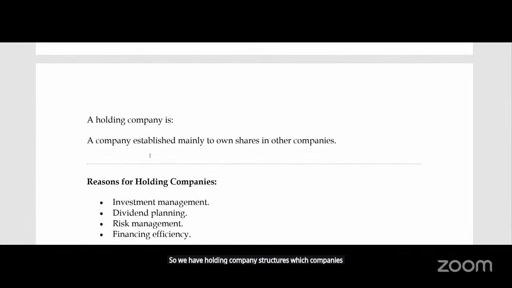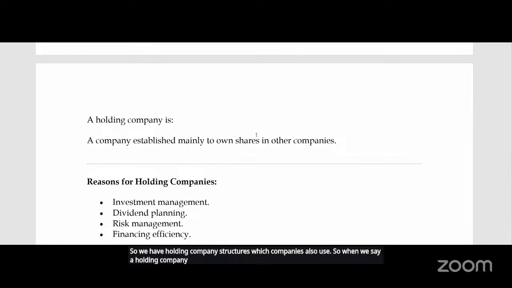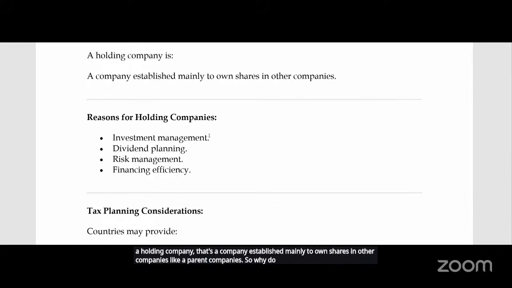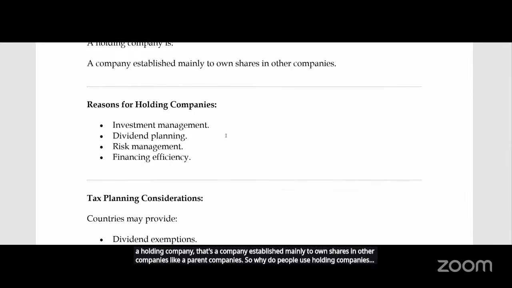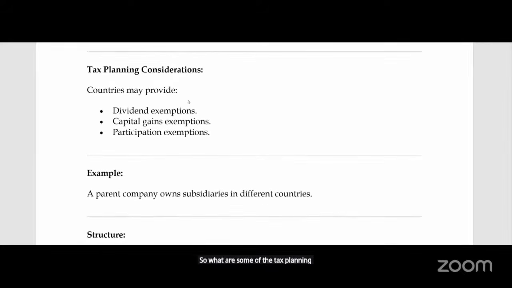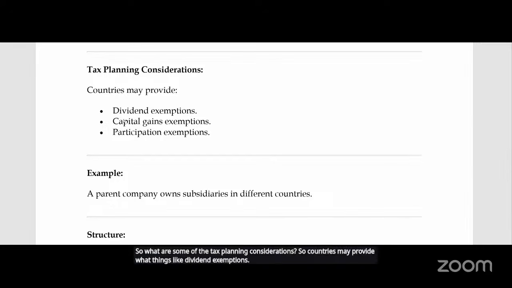So we have holding company structures, which companies also use. When we say a holding company, that's a company established mainly to own shares in other companies, like parent companies. So why do people use holding companies? For investment management, dividend planning, risk management, financing efficiency. So what are some of the tax planning considerations? Countries may provide things like dividend exemptions, capital gains exemptions, or participation exemptions for holding companies. That is why people usually go and own a lot of subsidiaries in different countries.